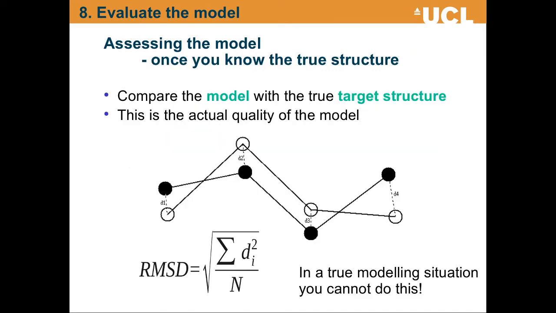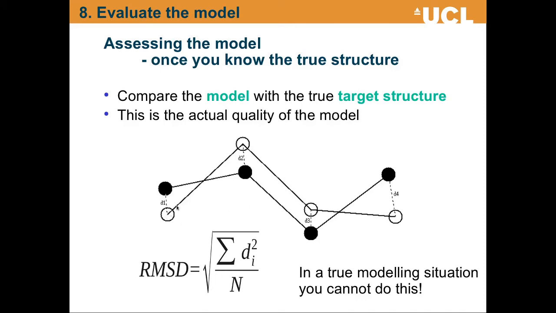Once you do know what the true structure is, then we can use this value that I've mentioned a few times, the RMS deviation, the root mean square deviation. So this gives us a measure of the actual quality of the model. And what it does is to take, in this case, a segment of just 4 atoms, and let's assume that the one in the open circles is the actual structure and the one in the black circles is your model.